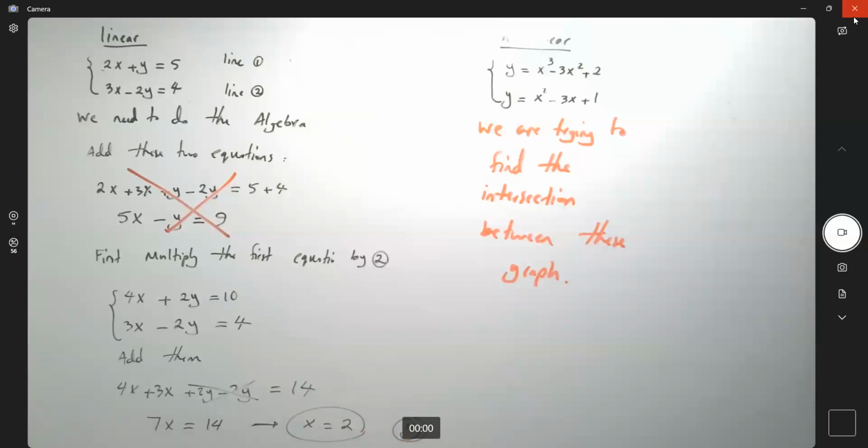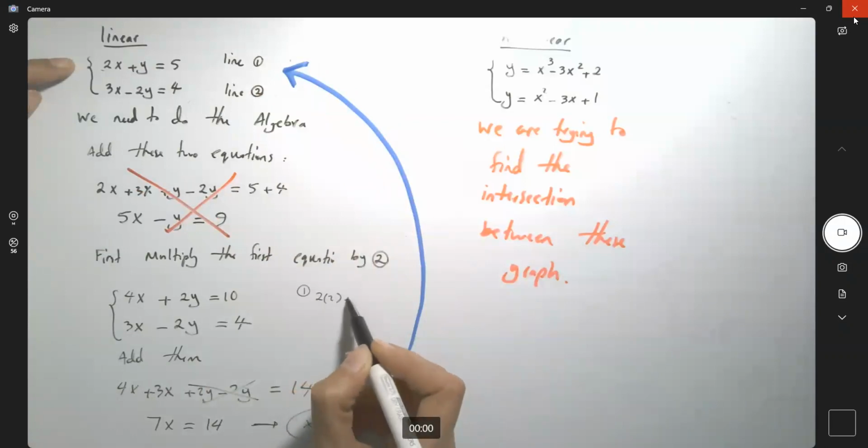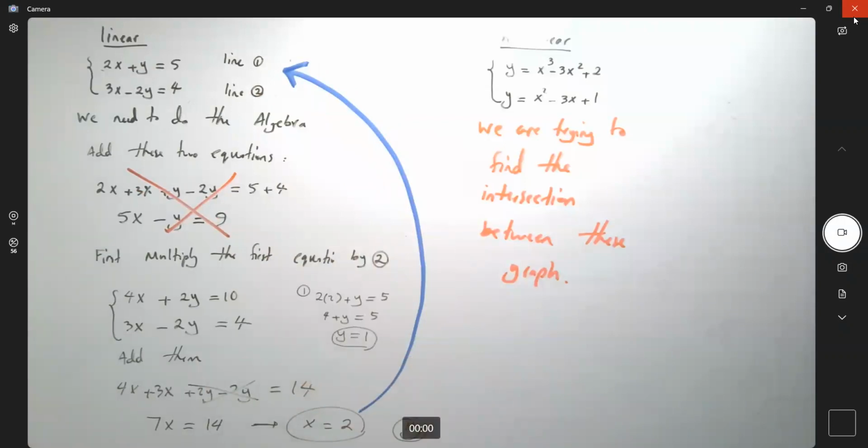Now you can either use the first equation or second equation to find your y value. So let me use a different color. Use one of these equations. It doesn't matter which one, line 1 or line 2. It's not important. Suppose I take line 1. If I take line 1 and substitute 2, I get 2 times 2 plus y equals 5, or 4 plus y equals 5, or y is 1. Hey, this is the exact same point I saw using Desmos, all right?